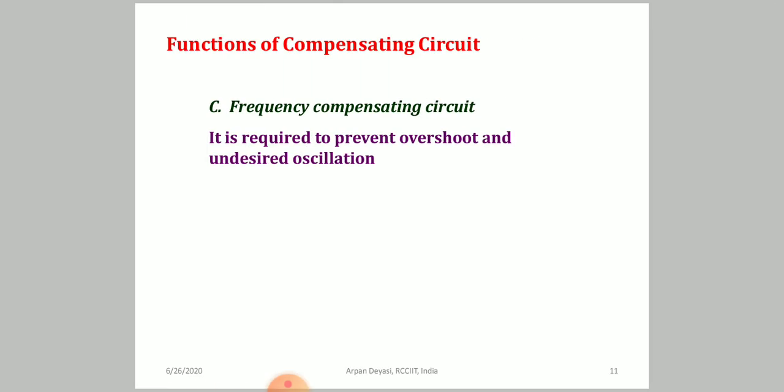And then I am going to the third compensating circuit, which is the frequency compensating circuit. It is basically required to prevent overshoot and undesired oscillation at the initial level, so that the amplifier does not go into an unstable condition, and that is ensured by the frequency compensating circuit.